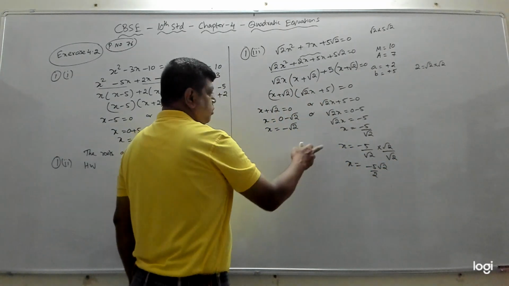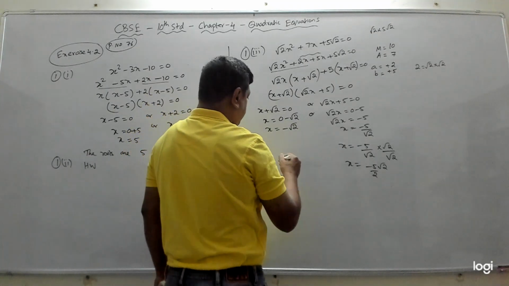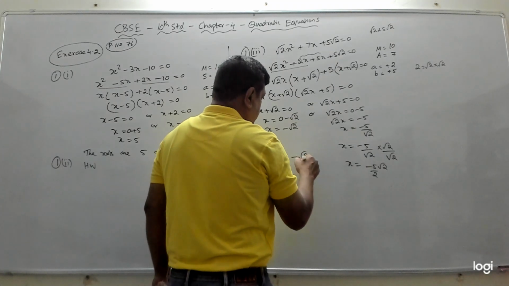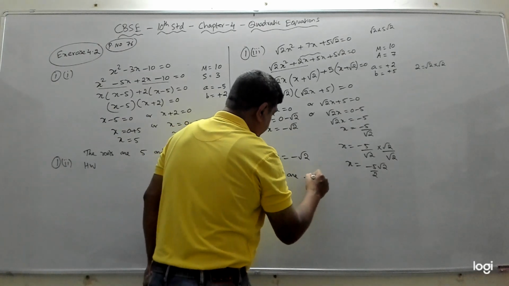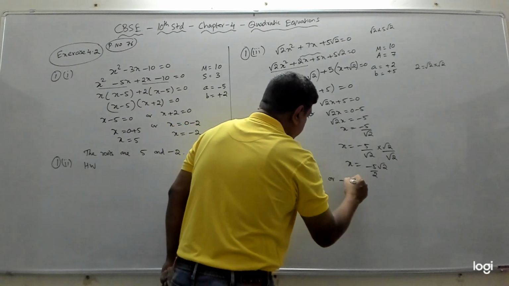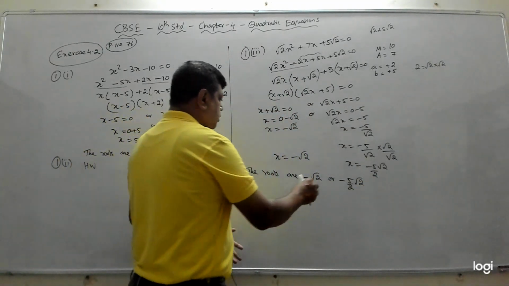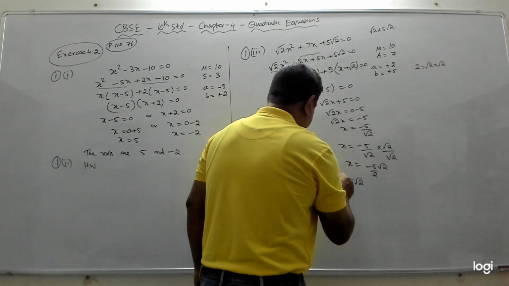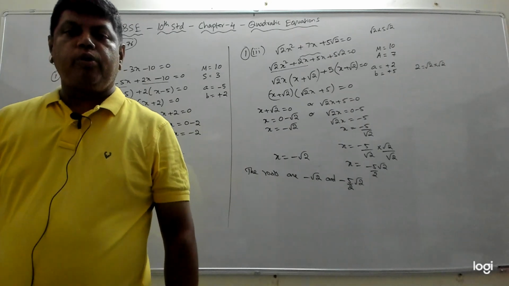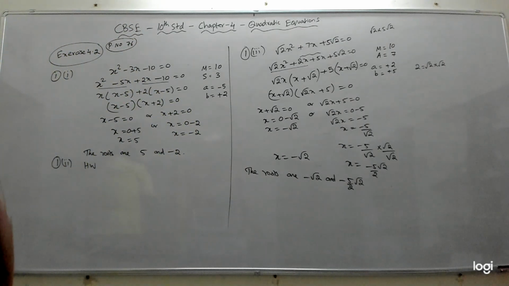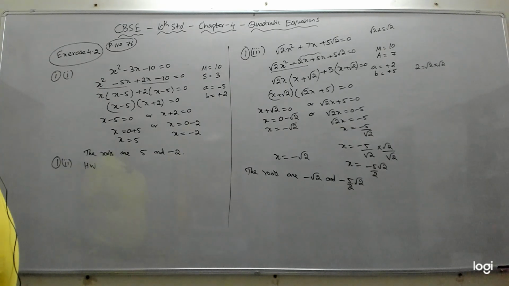So sometimes you can write it like this also, but still it's better to write it in this form. So here x is minus root 2. So the roots are minus root 2 or minus 5 by 2 root 2. There are two roots. The roots are minus root 2 and minus 5 by 2 root 2. Clear? Now let's do the next problem.